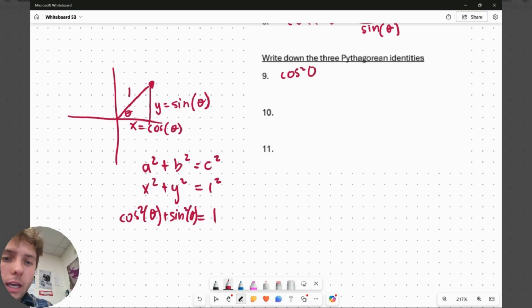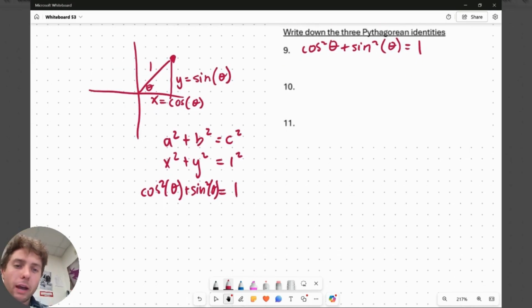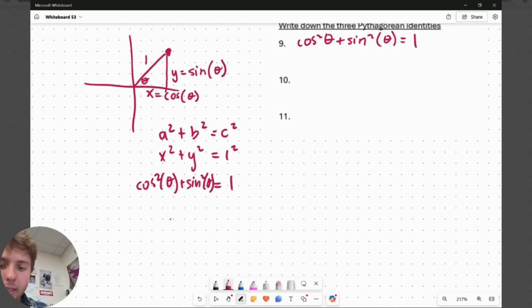Cosine squared theta plus sine squared theta equals 1. Realize the order of that doesn't matter. You might write the sine squared first and then the cosine squared. But okay, let's figure out how to find the other two identities. Let's figure out how to find the second one.